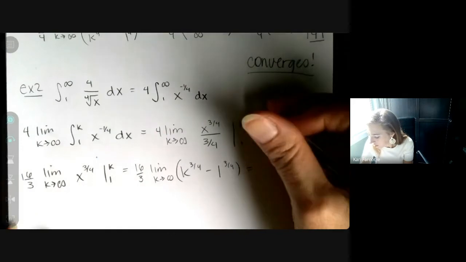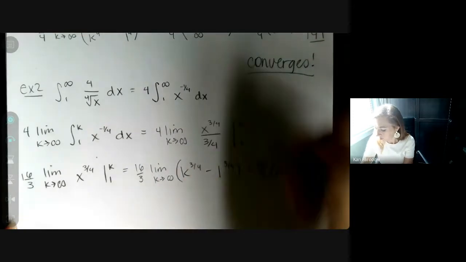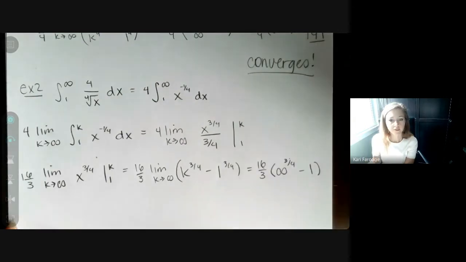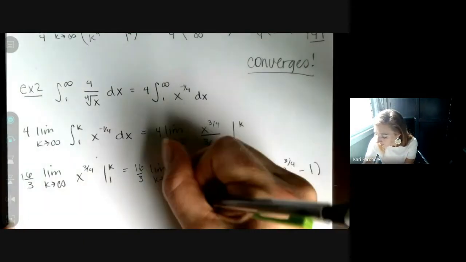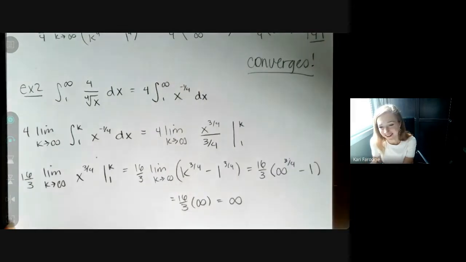All right, so we have 16/3. Go ahead and apply that limit. Infinity to the 3/4 is still infinity. And infinity minus 1 is still infinity. I know students are like, how is that possible? It's infinity minus 1. How is it still infinity if you took 1 away from it? It just is, because infinity is not some value that you can achieve and then take something away from it. Infinity is just this value that keeps continually increasing. So 16/3 times infinity is still infinity.